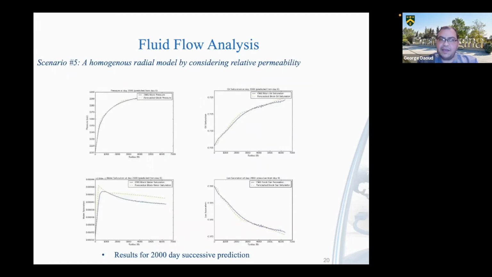Here, petroleum engineers have told us that we have to consider what is called relative permeabilities, which is something hard for us to understand. But after we introduced it to the model, because we want our model to be more general, not to work in a specific case, the result is good. As you can see, here is after 2000 days of successive prediction. The 4 predicted quantities are drawn versus the radius from the well, and compared with the CMG values, and the result is nearly the same.